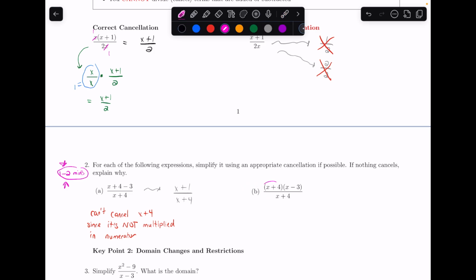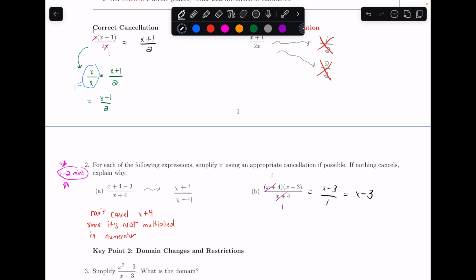On the top, this x plus 4 is multiplying x minus 3. On the bottom, this x plus 4 is technically multiplying a hidden 1. So because of that, I can divide by x plus 4 to leave me with a 1 there and there. So I get x minus 3 over 1. Well, that's just x minus 3. That is just x minus 3, so I can cancel.